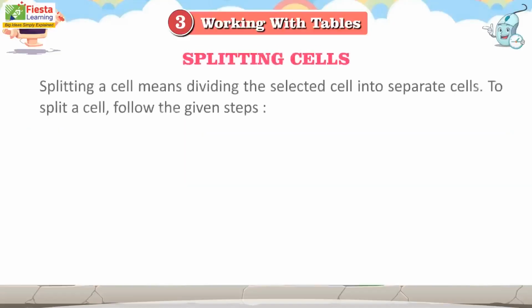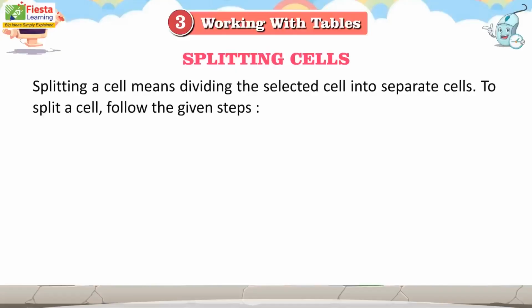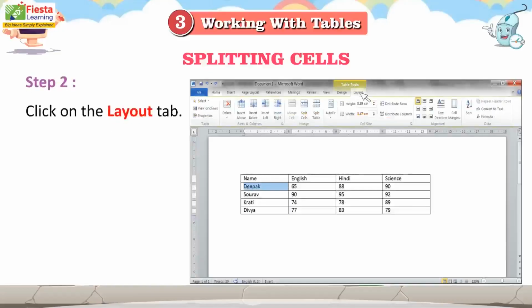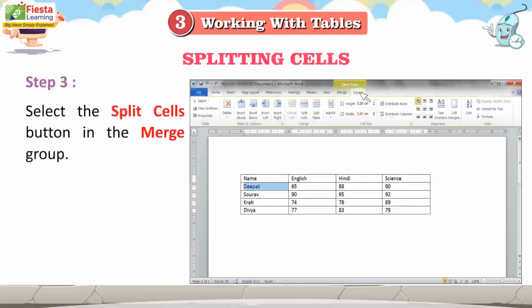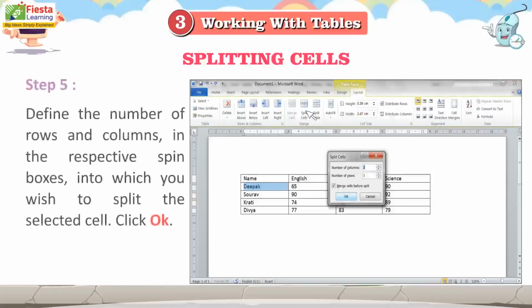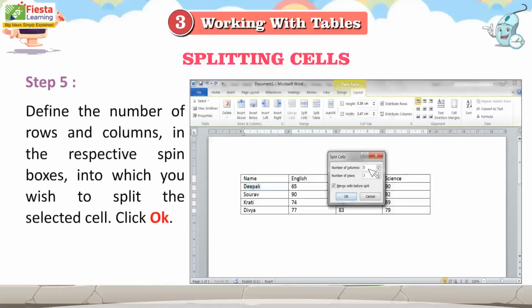Splitting cells. Splitting a cell means dividing the selected cell into separate cells. To split a cell, follow the given steps. Select the cell that you want to split. Click on the Layout tab. Select the Split Cells button in the Merge group. The Split Cells dialog box appears. Define the number of rows and columns in the respective spin boxes into which you wish to split the selected cell. Click OK.